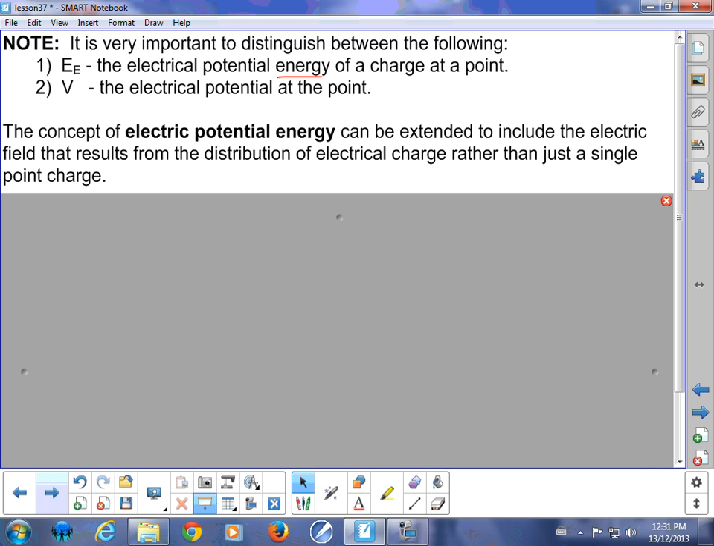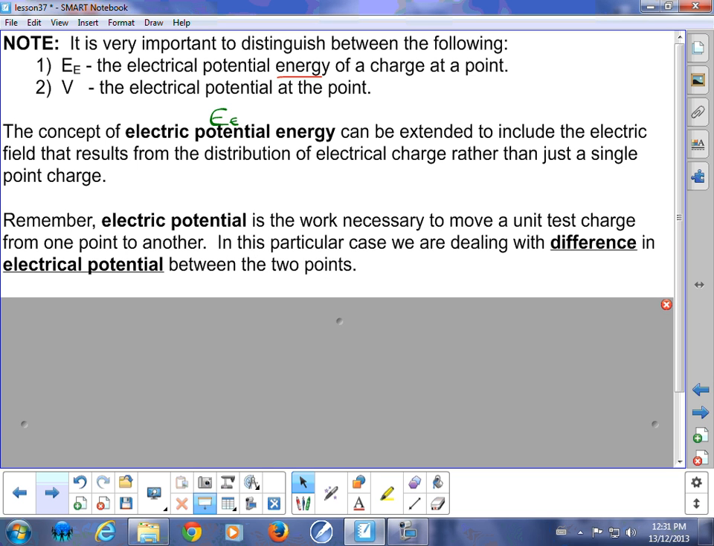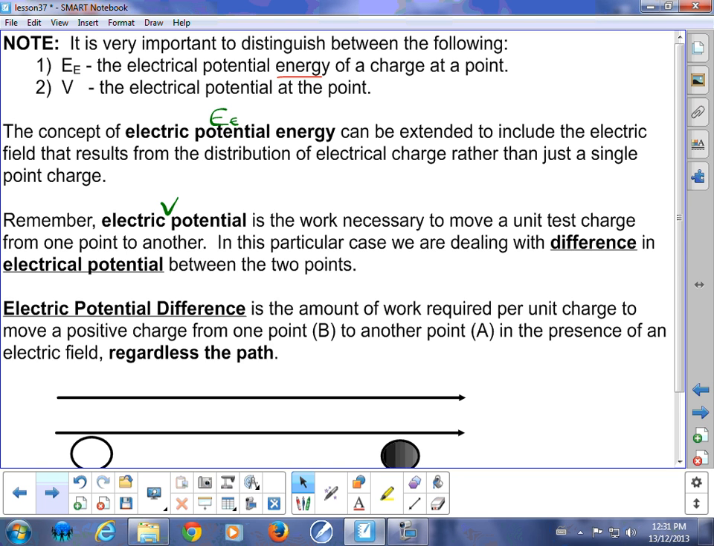The concept of electric potential energy, so I'm referring to EE, can be extended to include the electric field that results from a distribution of electrical charge rather than just a single point charge. So remember, electric potential is the work it takes. Electric potential is voltage. It's the amount it takes to move a charge from point A to point B, from one point to another. In this particular case, we're dealing with a difference in electric potential, so the difference between 2 points.